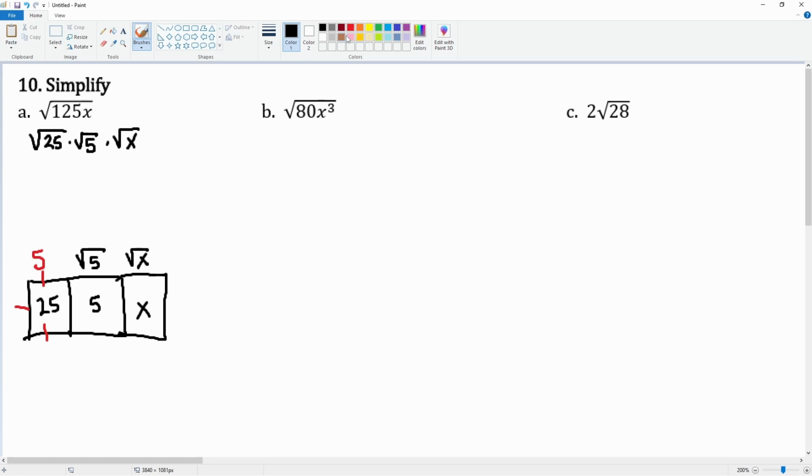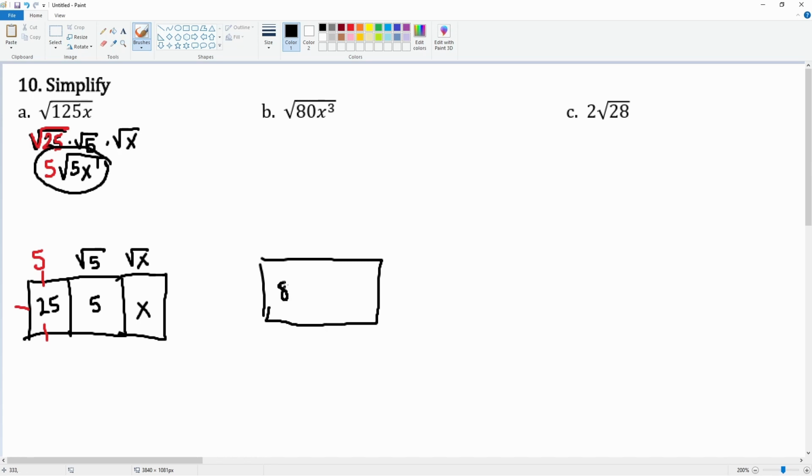We know what this is. This is radical 25. That breaks down to the number 5. Nothing happens to that radical 5, and nothing happens to the x. So this is the answer: 5 radical 5x.